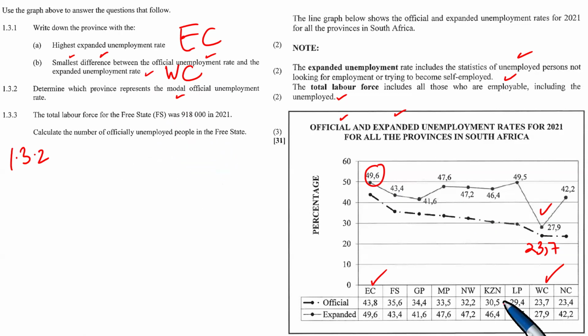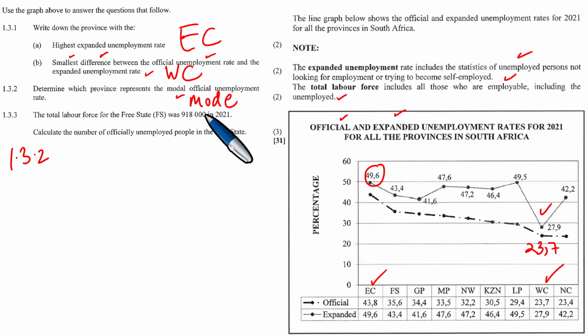Okay, so obviously the province which represents the modal. What would modal mean? This will refer to the mode. What is the mode in statistics? Mode in statistics means what? Because in statistics you speak of the mode.